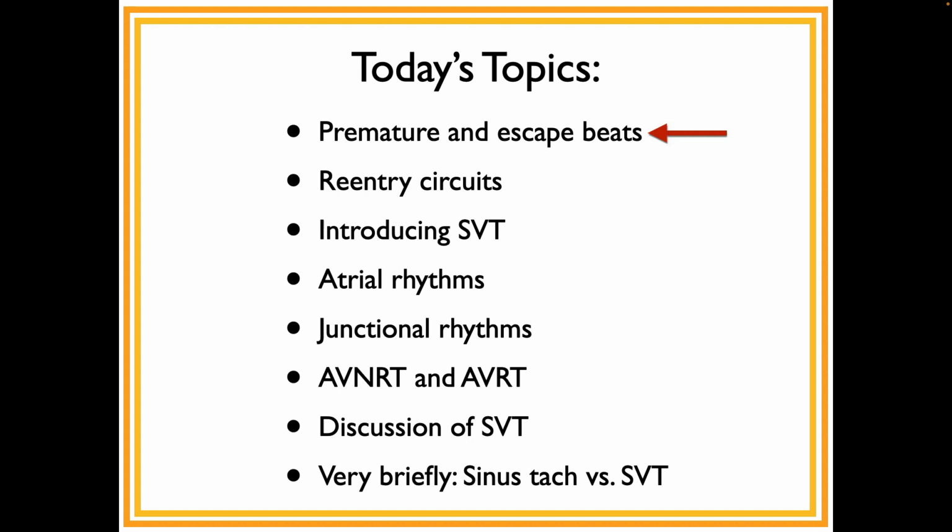So we're going to start today by talking about premature and escape beats. Then we're going to talk about re-entry circuits. We're going to do a little introduction of something called SVT, which we're going to pick up again. And then we're going to do atrial rhythms. And that's where we'll stop today, at least that's my thought, between atrial and junctional. And then next week we'll do the bottom half here.